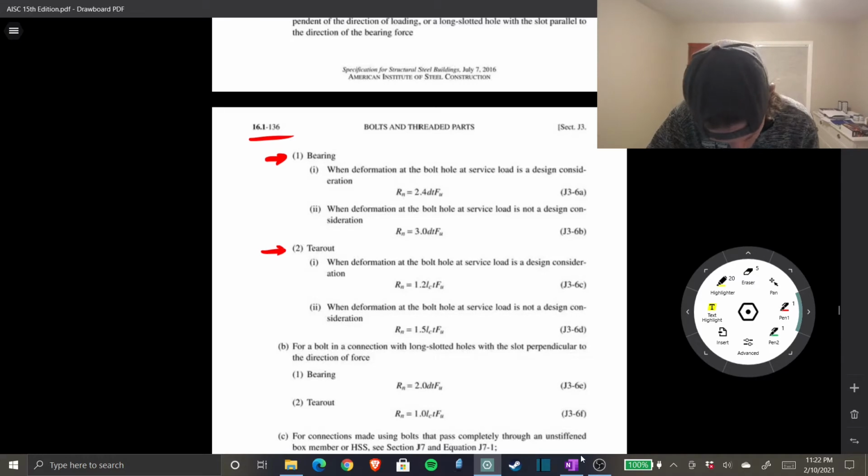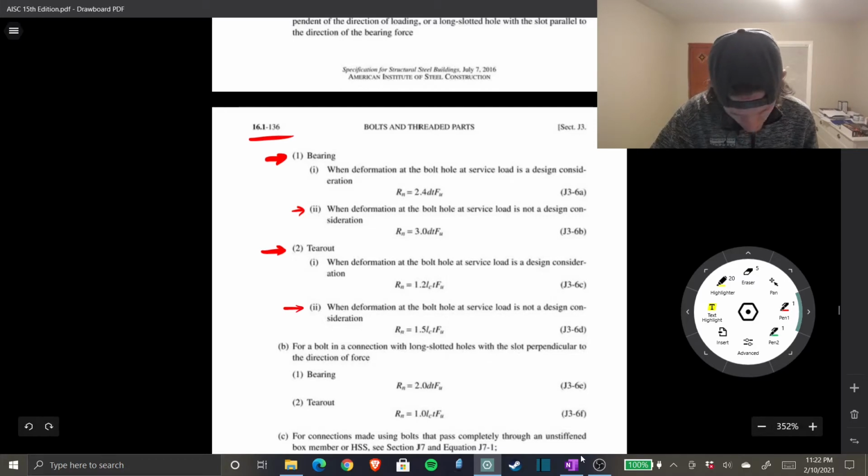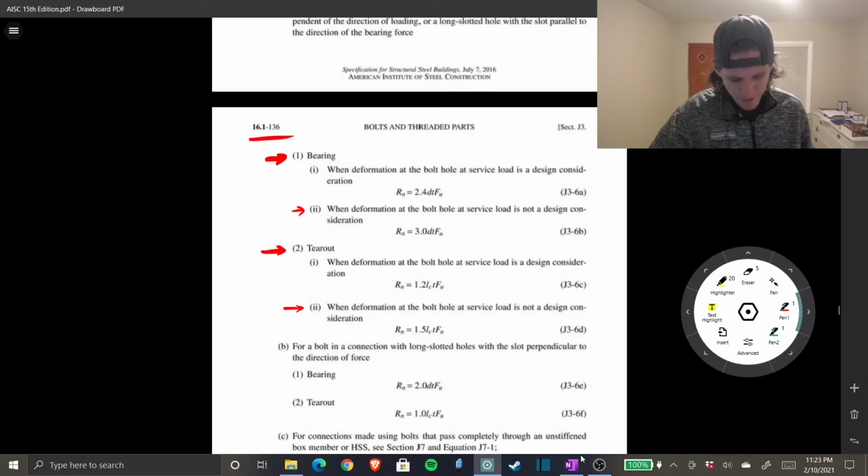We're not worried about it. So that means we would be rolling with this one right here, when deformation at the bolt hole at service load is not a design consideration. And same thing for tear out down below, same condition. So both of these we're going to be taking. So Rn equal to 3.0 D times t times Fu for bearing, and then for tear out, Rn is equal to 1.5 Lc times t times Fu.